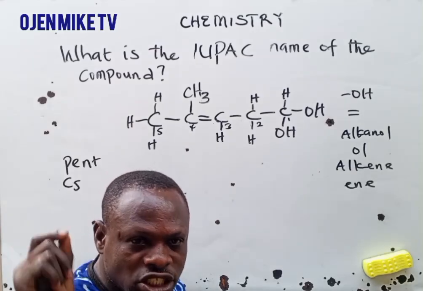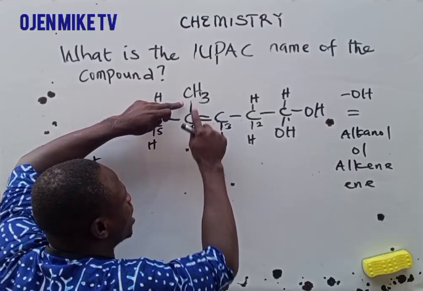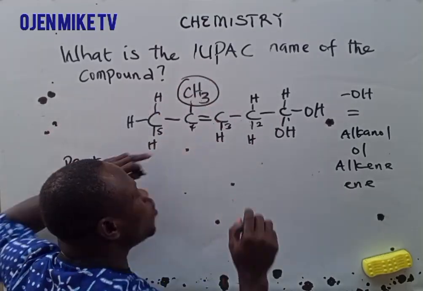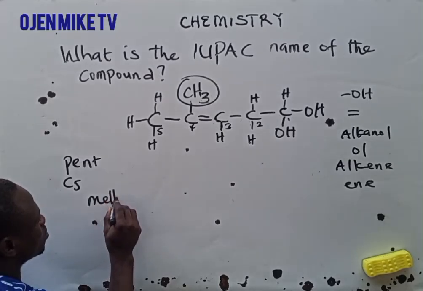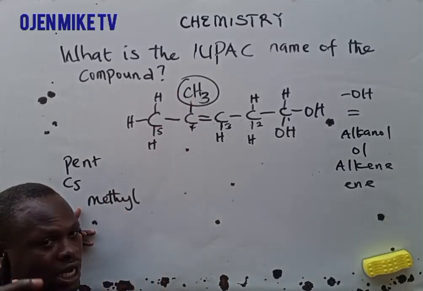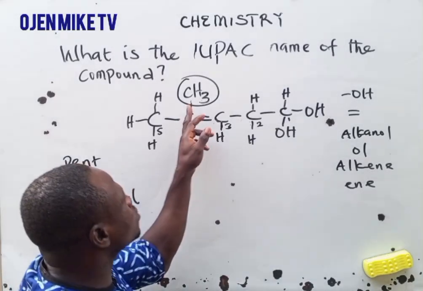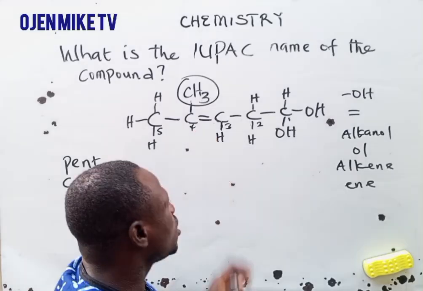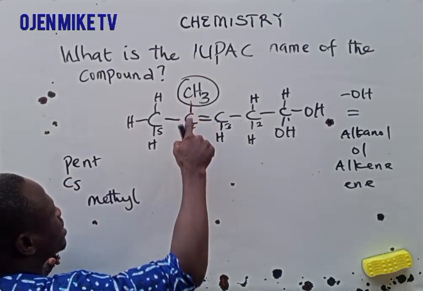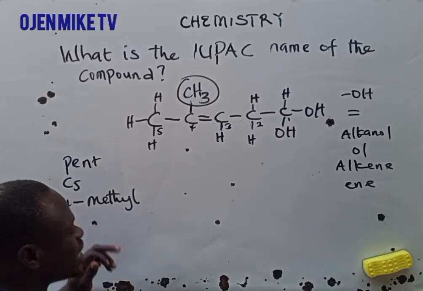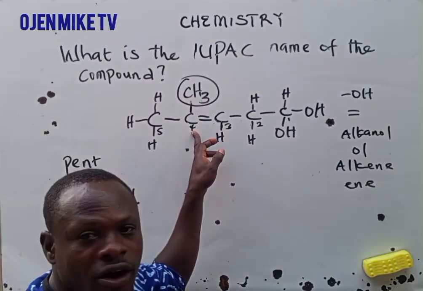Now the next thing you are going to do is look for a substituent that is attached to that chain. We call it a child. There is a child attached to this chain, and we only have one child. What is the name of that child? That child is called methyl, because it's 1 carbon atom. If it is 2 carbon atoms, we call it ethyl. This methyl is attached to carbon number 4. Now we go into the naming of the chain. This methyl is attached to carbon number 4, so we say 4-methyl, because the methyl group is attached to carbon number 4.